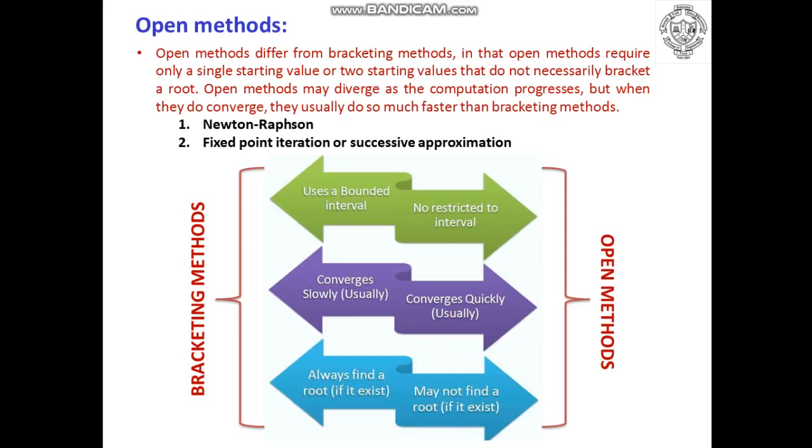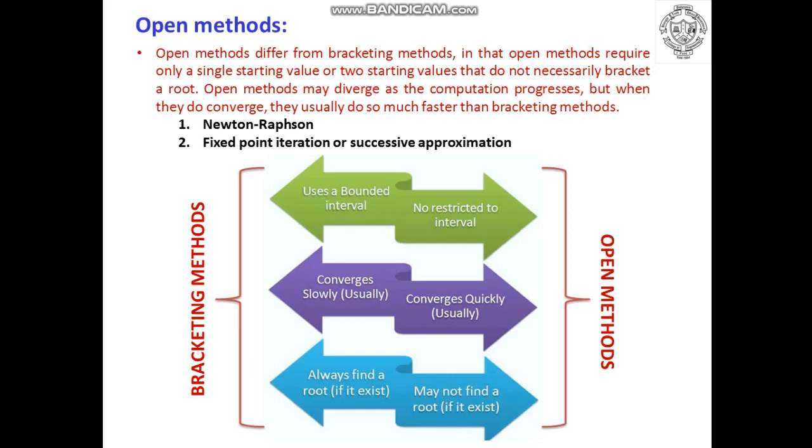Open methods may diverge as the computation progresses, but when they converge they usually do so much faster than bracketing methods. Open methods include the Newton-Raphson method and the fixed point iteration method, also called successive approximation. If you look at this diagram, the characteristics of both approaches are given.